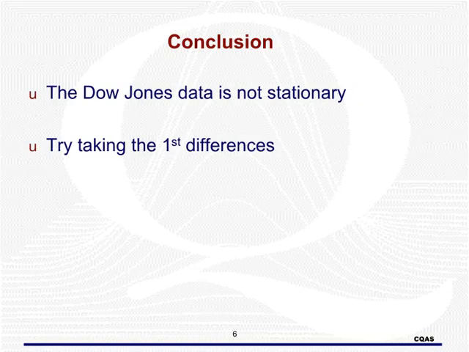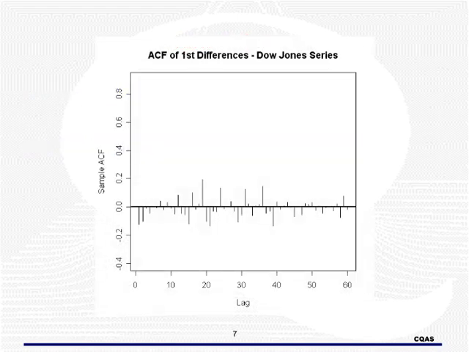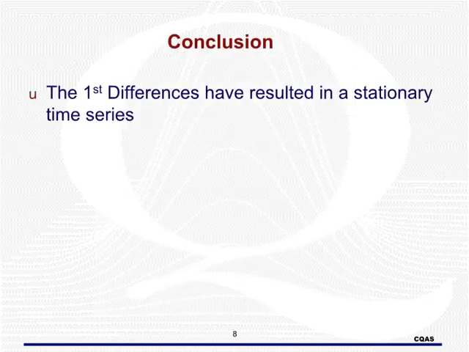One thing that we can do is try the first differences. Here is the ACF plot for the first differences. Did the differencing take care of the problem? Based on the plot, we can conclude that the first differences are indeed a stationary series.